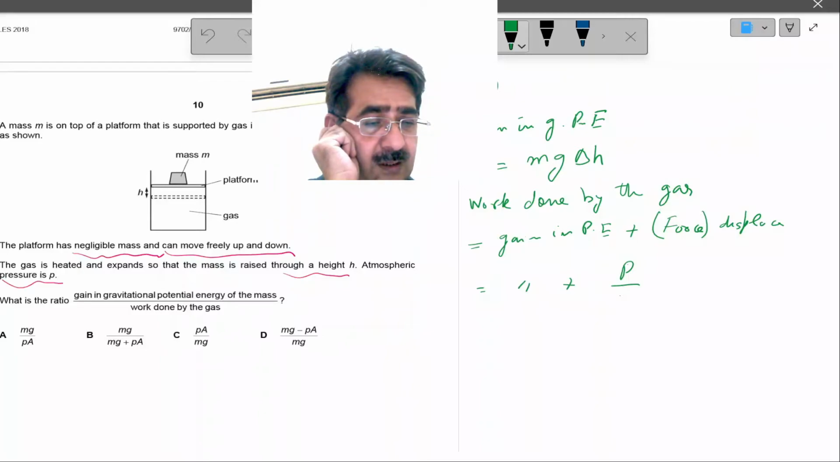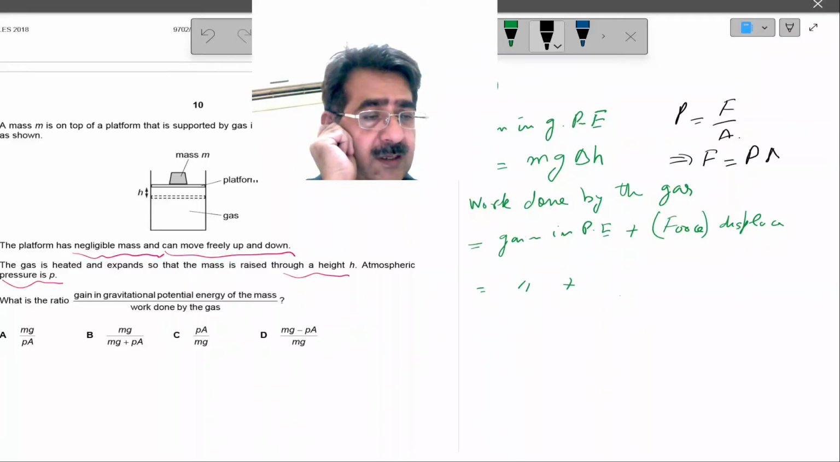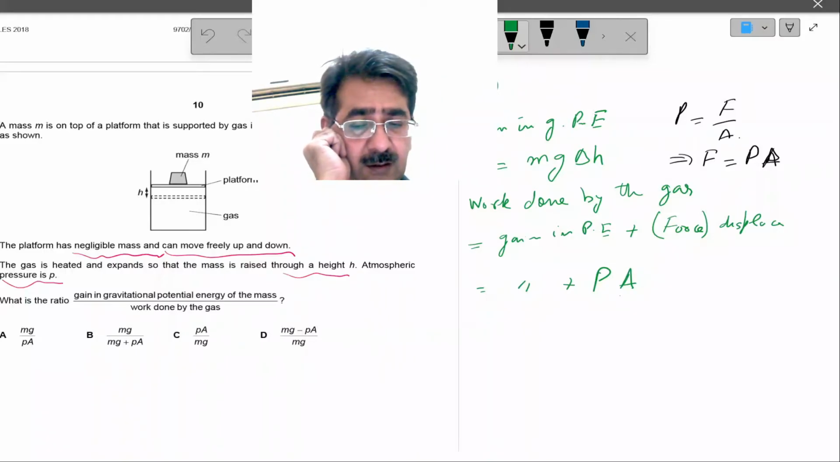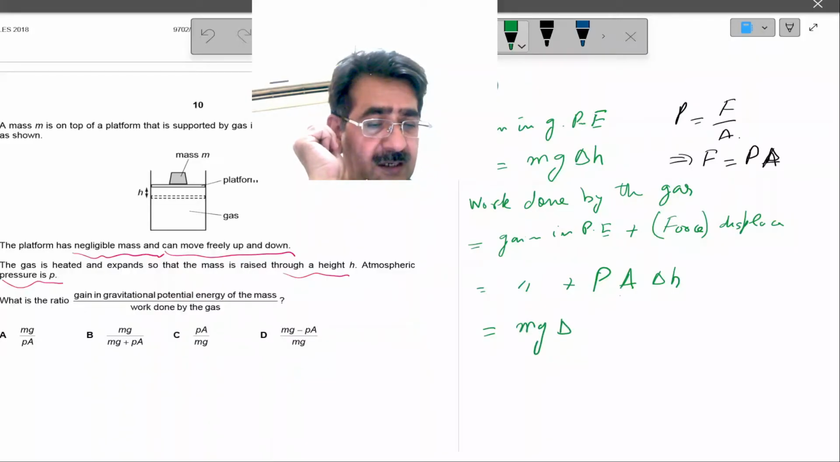As we know, pressure is force per unit area, so force is pressure multiplied by A. So the work is P A multiplied by delta h, the height displacement. So the result will be mg delta h plus P A delta h.